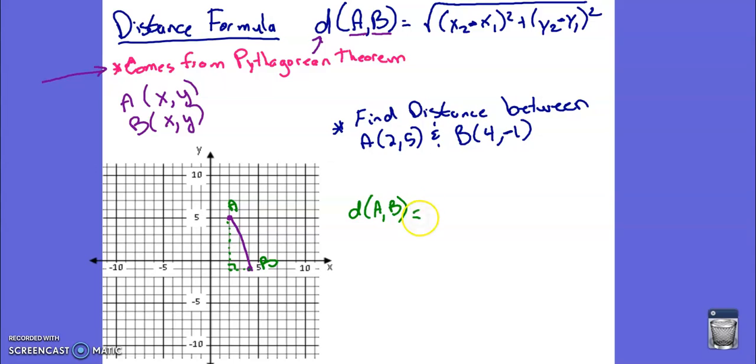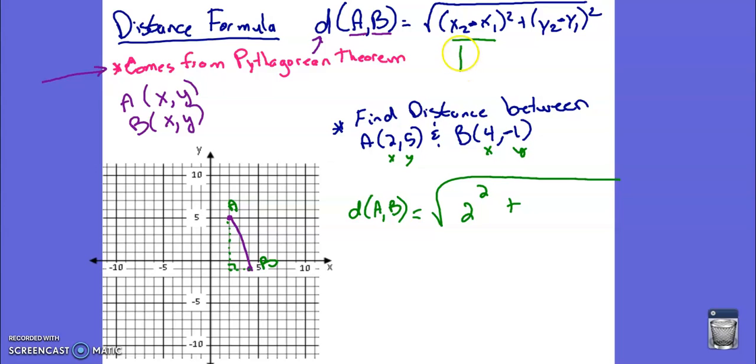All right, so we would just do the square root, the big square root, and we're going to take the difference of the x coordinates. Again, this is your xy, that's your xy. So we're going to take the difference of it. So that's 2 squared, and then plus the difference of the y's. Again, make sure you do it in the same order as well.